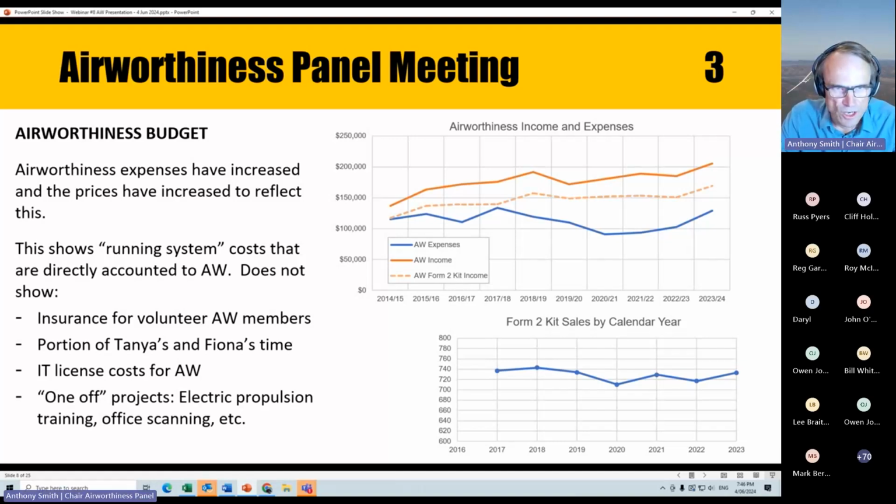The chart on the right-hand side largely shows what's the everyday or running system costs that are directly accounted to the airworthiness panel. What it doesn't show is the component cost of the insurance to cover volunteer airworthiness members. Tanya and Fiona, the office ladies, do a huge amount of airworthiness work, and it does not reflect the portion of their time that's involved in airworthiness with aircraft registration and the Form 2 returns. It doesn't show the cost of the IT licenses that we use for airworthiness work as well.